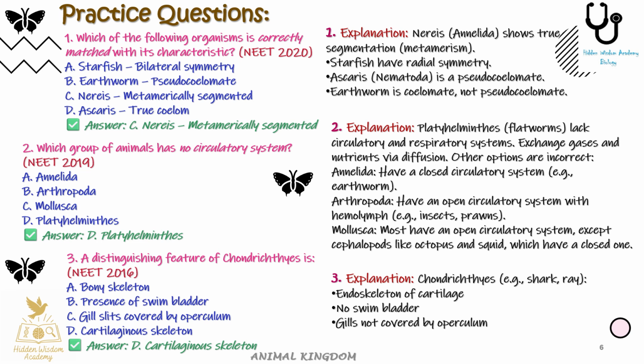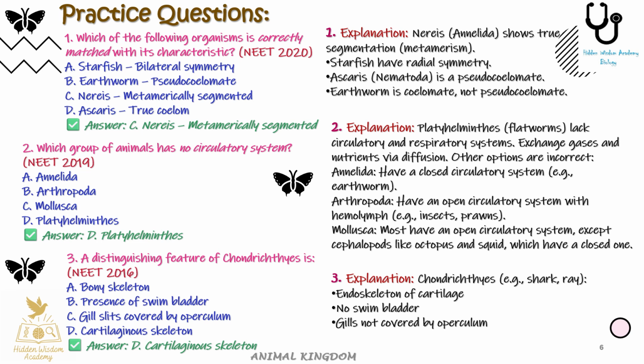Starfish, from the phylum Echinodermata, display radial symmetry, particularly in their adult stage. Ascaris, a roundworm from phylum Nematoda, is a pseudocoelomate, meaning it has a body cavity not completely lined by mesoderm.